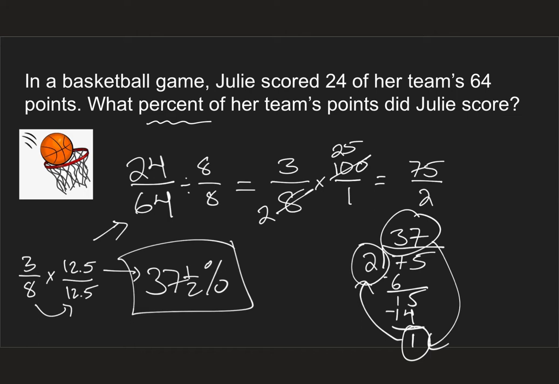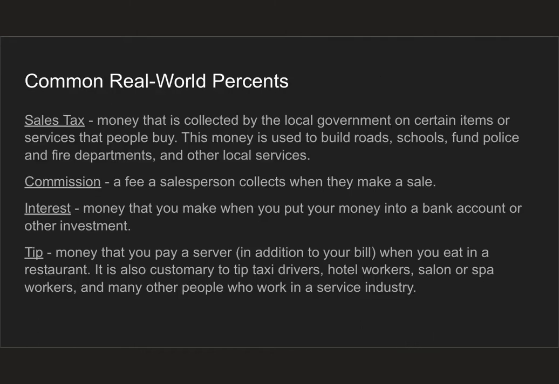Wow, good job, Julie. Okay, here's some areas where you might see percents. You might want to pause the video here and write these down. Not the definitions, but sales tax is money that they add on to a cost of something. And this is collected by a local government, like a city government. And this is how they do things like build roads, build schools, fund police and fire departments and other local services. We learned about sales tax.